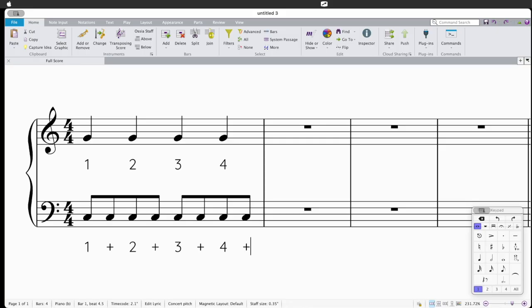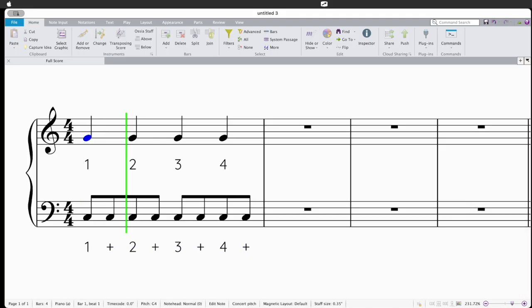So if we're counting quarter notes as 1, 2, 3, 4, we would count our eighth notes as 1 and 2 and 3 and 4. And when they line up together, it sounds like this. Beat, bum, bum, bum is our beat or our tempo. And the eighth note is counted as 1 and 2 and 3 and 4 and.